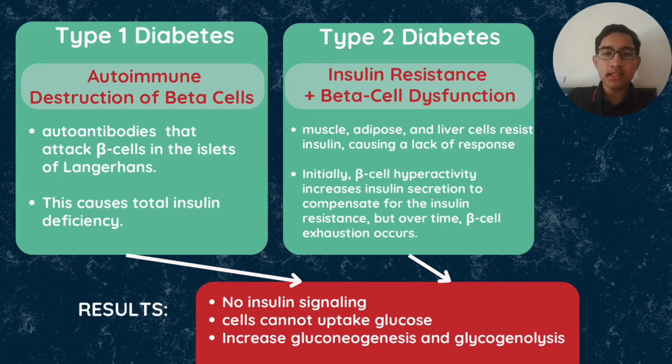For type 2 diabetes, the main issues are insulin resistance and beta cell dysfunction. The body cells become less responsive to insulin. Over time, the beta cells also lose their ability to produce enough insulin, and the result is impaired insulin signaling and chronic hyperglycemia. Whether from a lack of insulin in type 1 or resistance and dysfunction in type 2, the end result is the same, which is no effective insulin signaling. This makes the cells unable to take up glucose and, at the same time, increases gluconeogenesis and glycogenolysis.